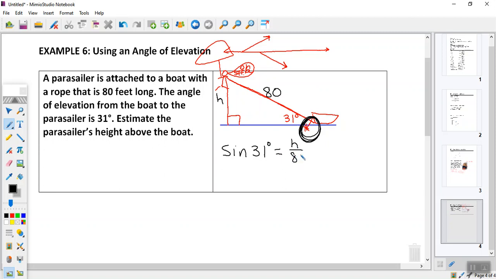All right? You guys start crunching numbers. Sine of 31 to 4 places, please. 0.5150. So 0.5150 all over 1. You guys buying what I'm selling right there? Cross multiply and divide. How about a height to the nearest tenth, friends? 41.2. Well, this was all measured in feet, wasn't it? Yep. Okay, so 41 feet in the air.